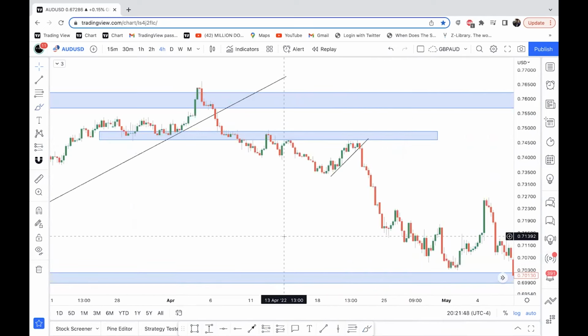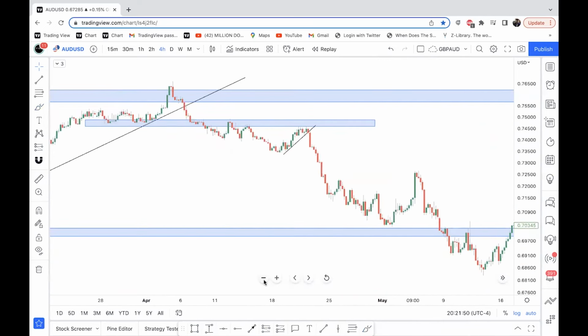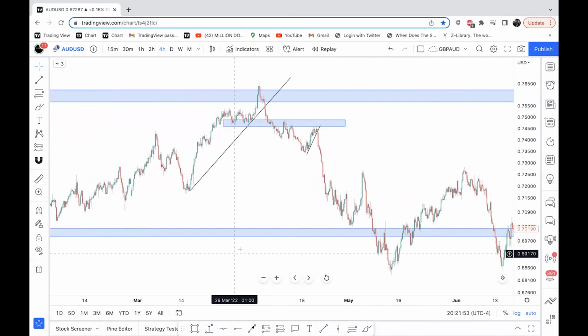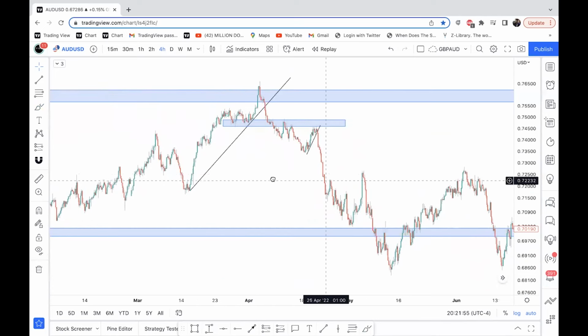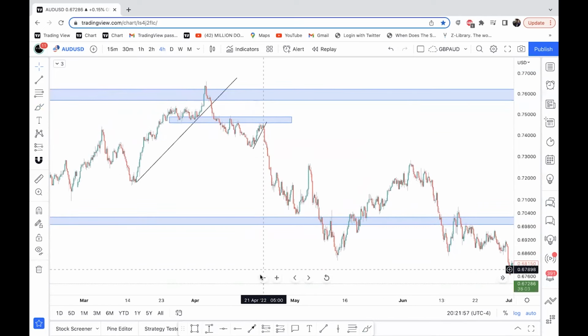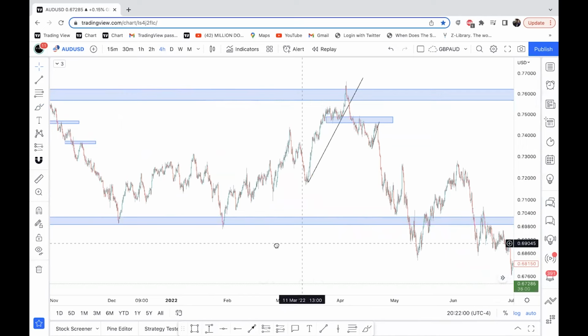All right, it's real simple. Once you understand how price moves, you're not going to be guessing. You're going to be trading from a place of understanding and just trade what you see.